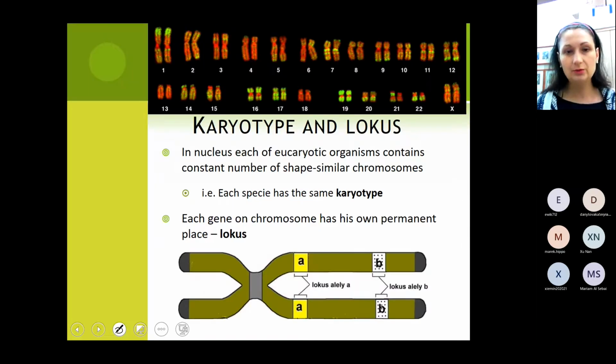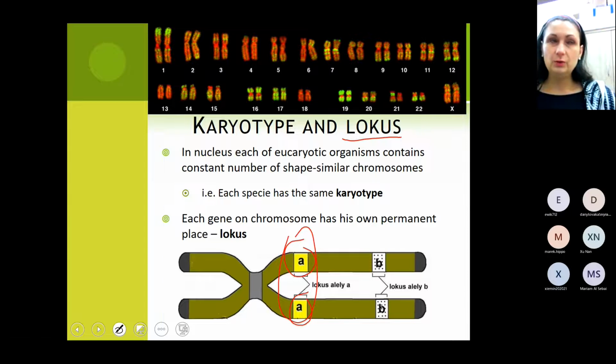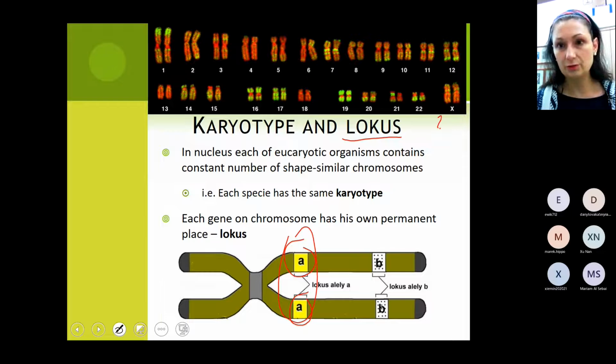So, what about karyotype and locus? I already mentioned that the locus is the place where the gene, in this case two alleles, sits. This is conserved. Within a species, we have a quite conserved karyotype. For example, humans have 46 chromosomes, so two sets of 23 chromosomes, where the 23rd is the sex chromosome.